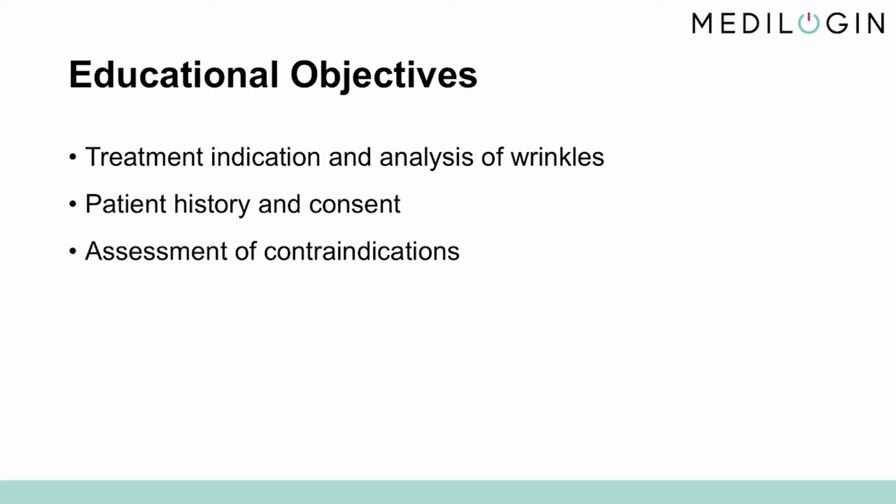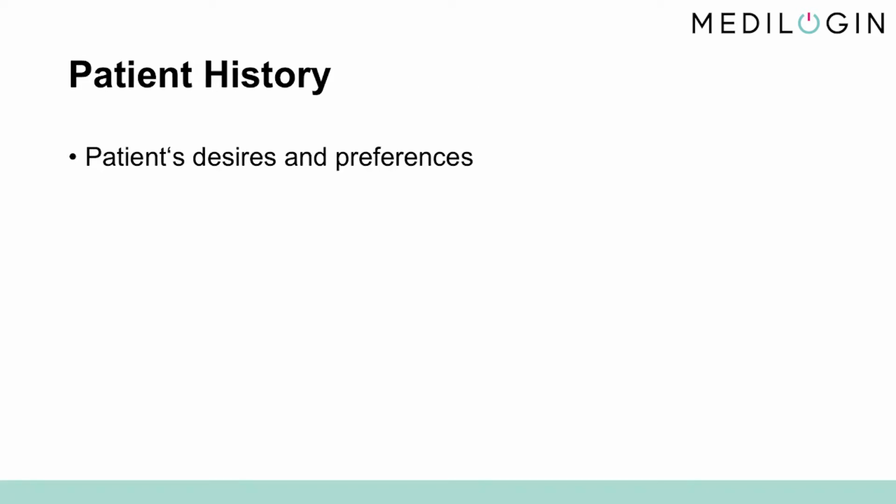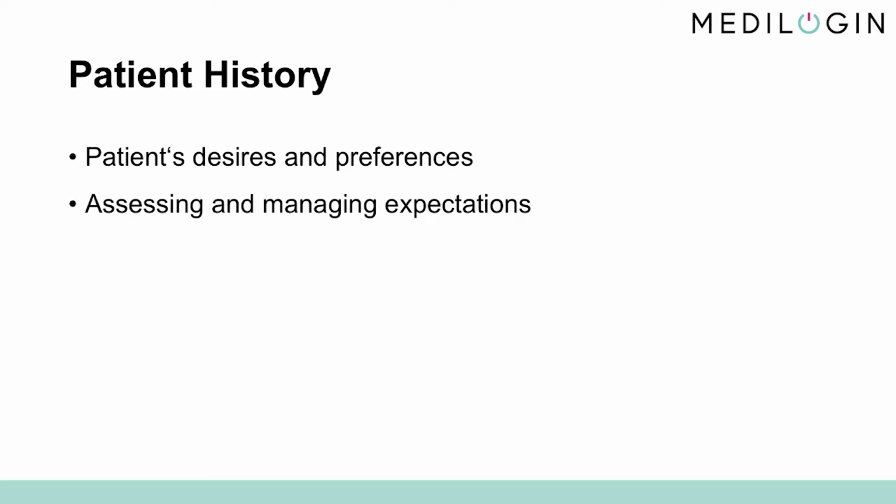Let's get started. Each and every aesthetic injection of hyaluronic acid begins with a patient's request. When obtaining the patient history, it's important to also find out what exactly the patient wishes to achieve with treatment and consider the chances of success with this particular therapy. You should explain in detail the changes that the patient can expect to see after treatment.